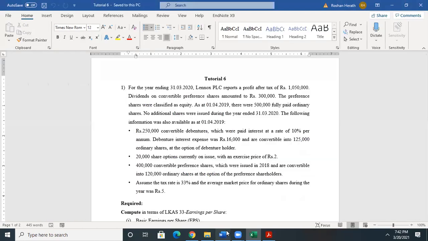So in the share options it says that there are 20,000 share options currently on issue with an exercise price of rupees 2. Okay, so here, when it comes to the share option, you need to consider the bonus element, right? Even at the point of exercise, they do have to pay rupees 2. So therefore, 20,000 into 2, you are going to collect a consideration of 40,000. 40,000 consideration is there. You should have charged rupees 5 for these 20,000 shares.